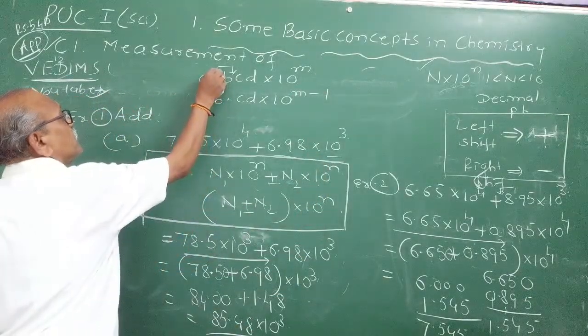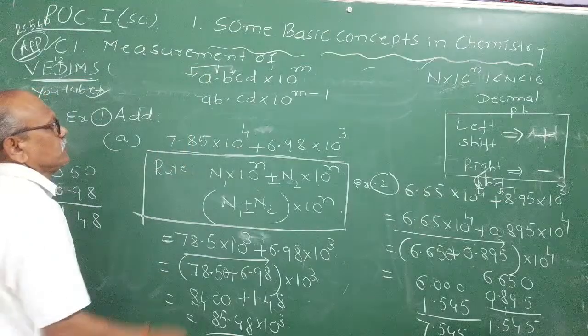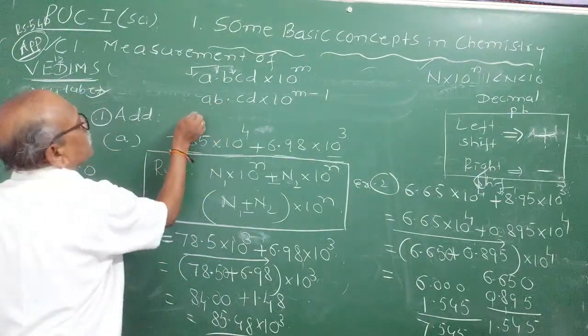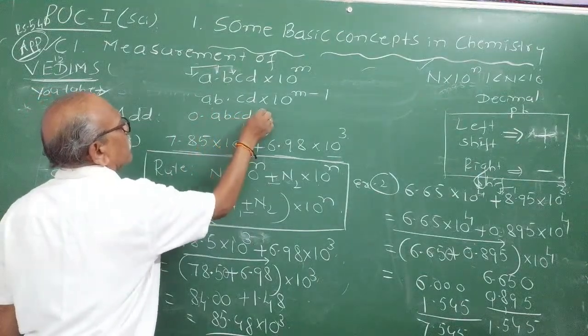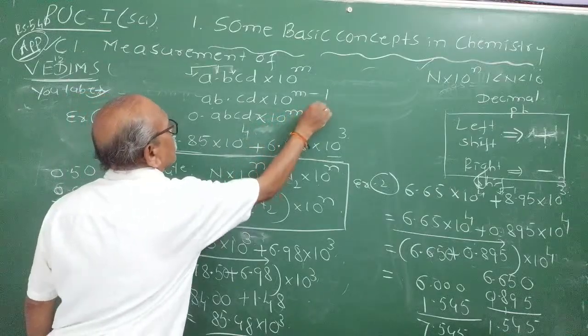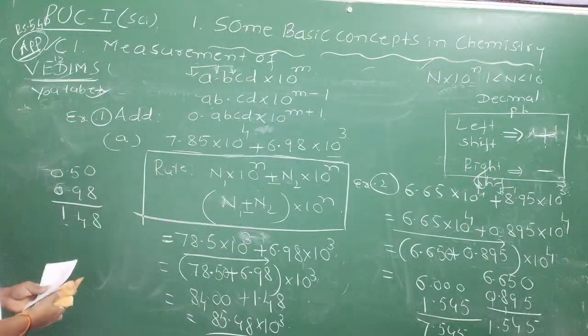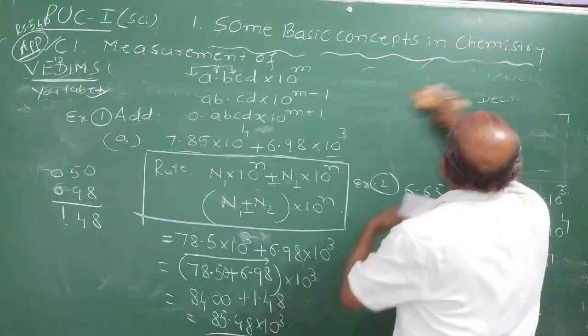And if you shift the decimal point to the left, what you have to do? Then you will get 0.ABCD, where A, B, C, D are 4 numbers. If you shift the decimal point to the left, then you have to add. What is the idea behind it? I will show you. You will understand it clearly.